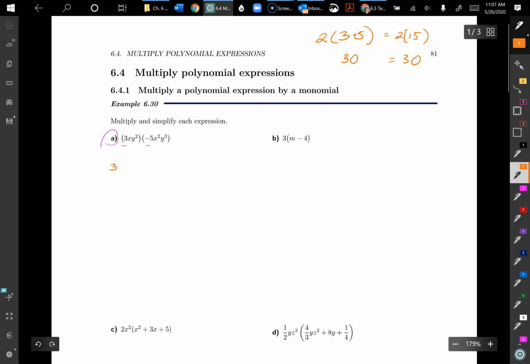So it's really like this, 3 times the negative 5. Then I multiply my x's, x to the first, x squared, is x cubed, and then we have our y to the 5th, right? Y squared times y cubed is y to the 5th. So we're using our exponent laws, and then I do need to calculate this out. Negative 15 times x cubed y to the 5th, and that would be my answer.